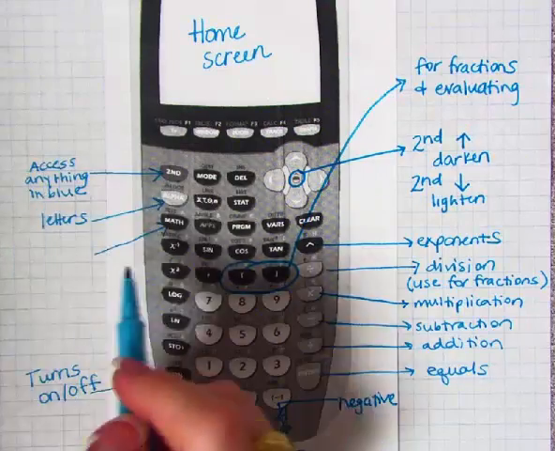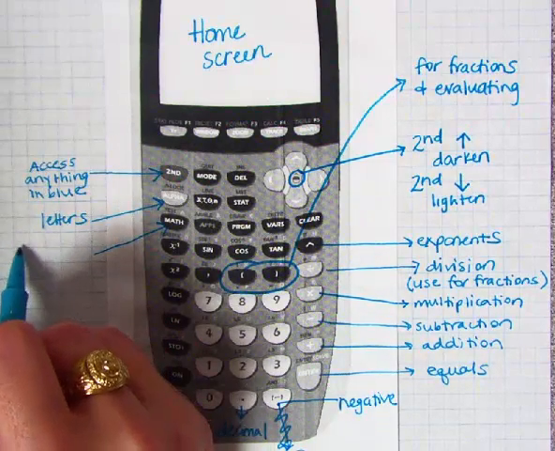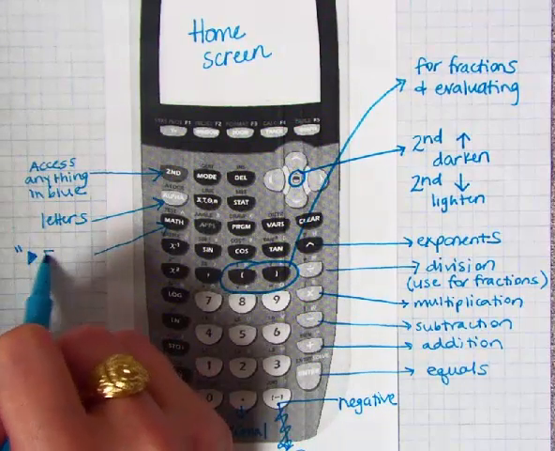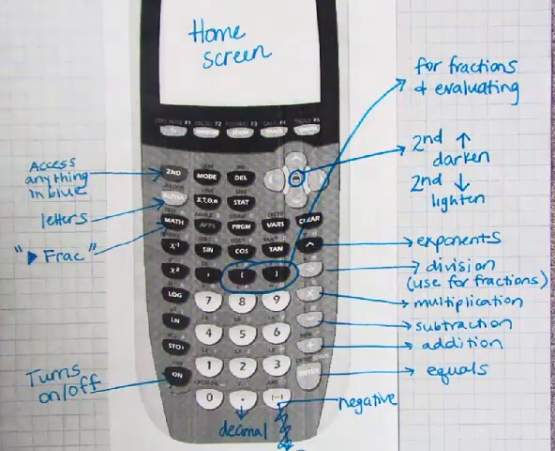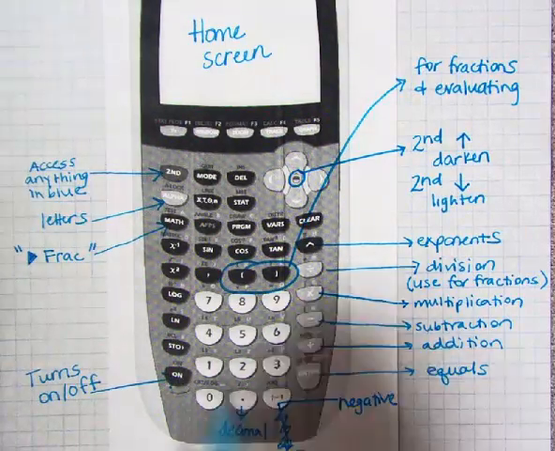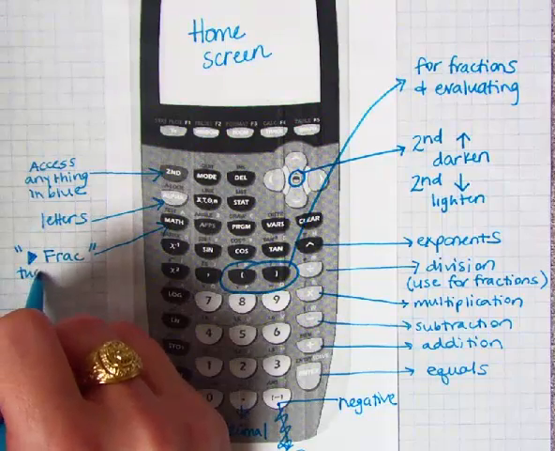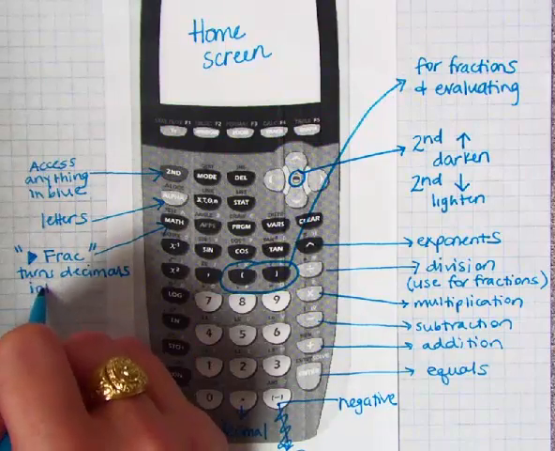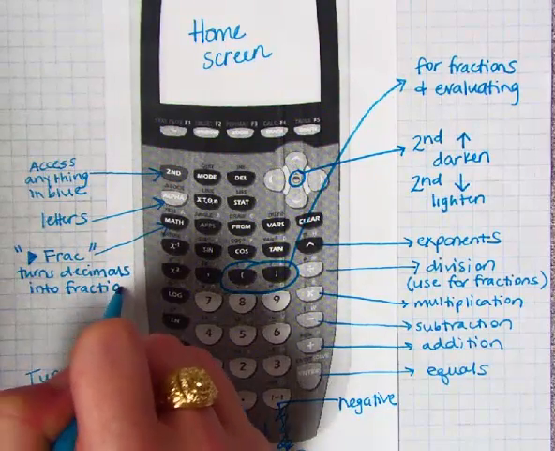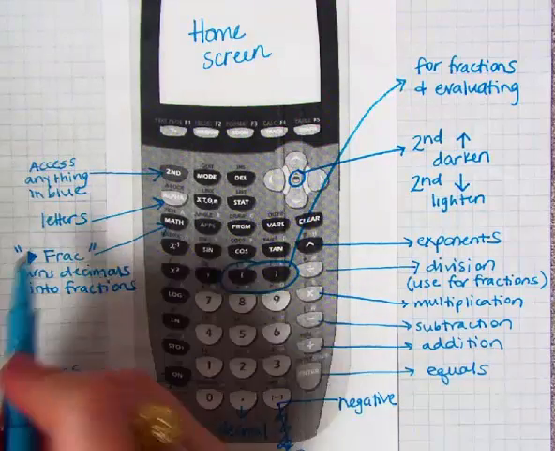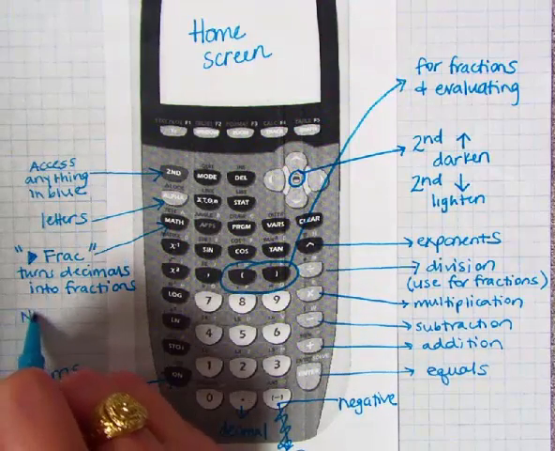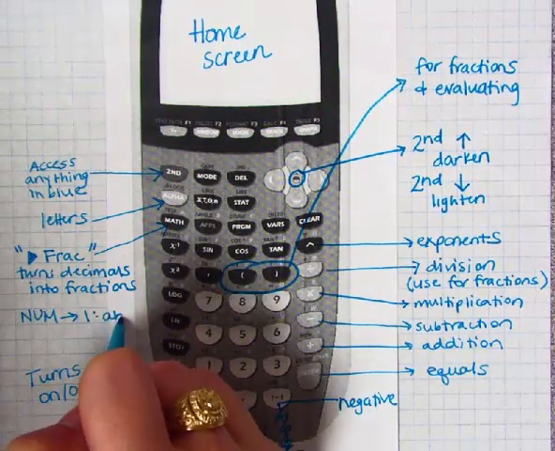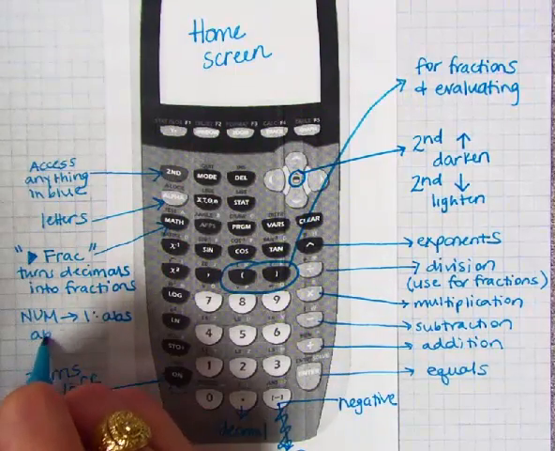So if you hit math, the very first option that you see, it's a little arrow that says frac. This turns decimals into fractions. The other thing is that if you cursor over to the num menu and then select option 1, ABS, that does absolute value for you.